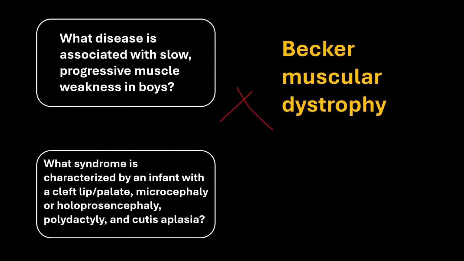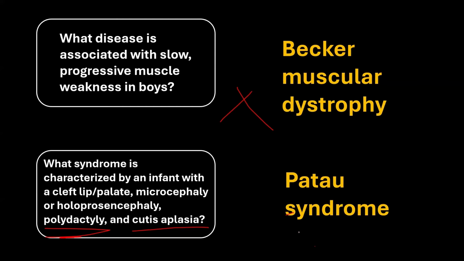So, okay. Now, what syndrome is characterized by an infant with cleft lip and palate, microcephaly or holoprosencephaly? The big ones are polydactyly and then cutis aplasia. Good. I see Patau syndrome in the chat. And what's the chromosomal abnormality in Patau syndrome? Good. I think it's trisomy 13. The way I remember Patau syndrome is it's the P's, right? So you have cutis aplasia, polydactyly, holoprosencephaly, and then cleft palate.